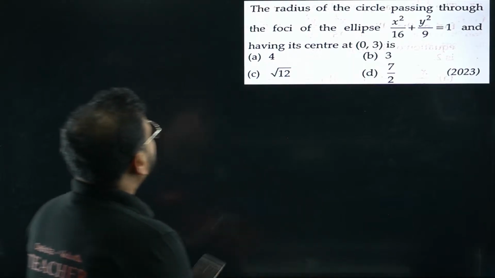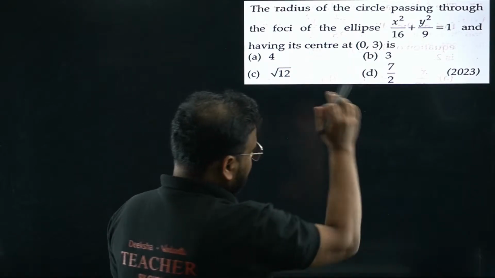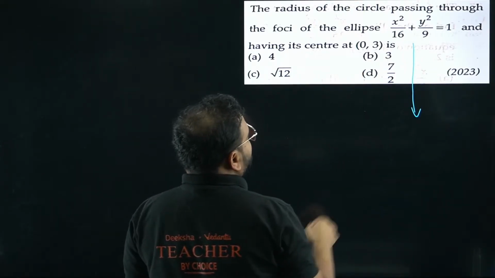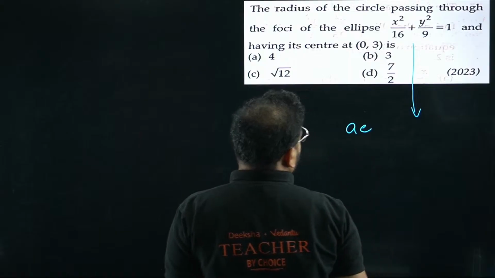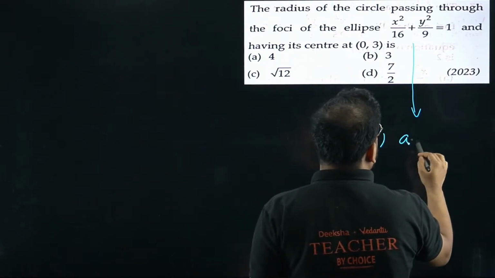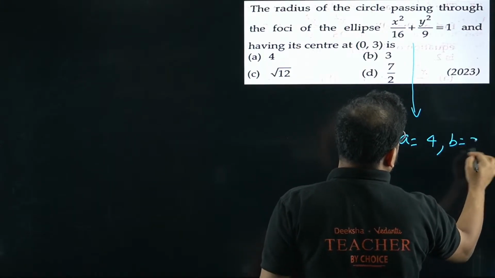Might happen. Radius of the circle passing through the foci of the ellipse. Let's find this ellipse's foci. We'll have to find them out. We need the value of a, right? So a is 4, and b is 3.